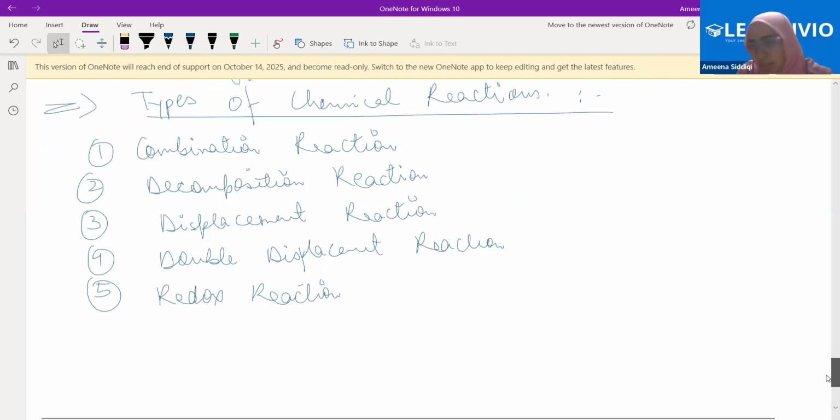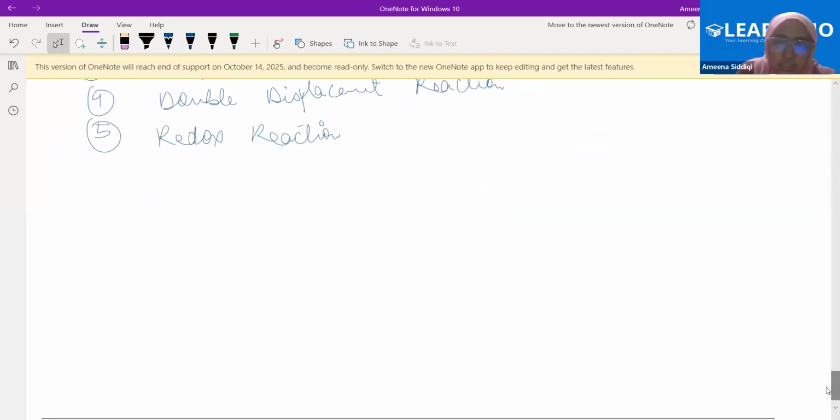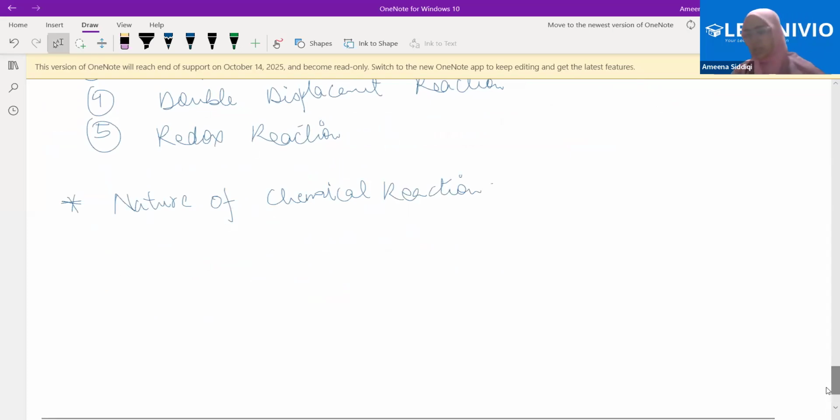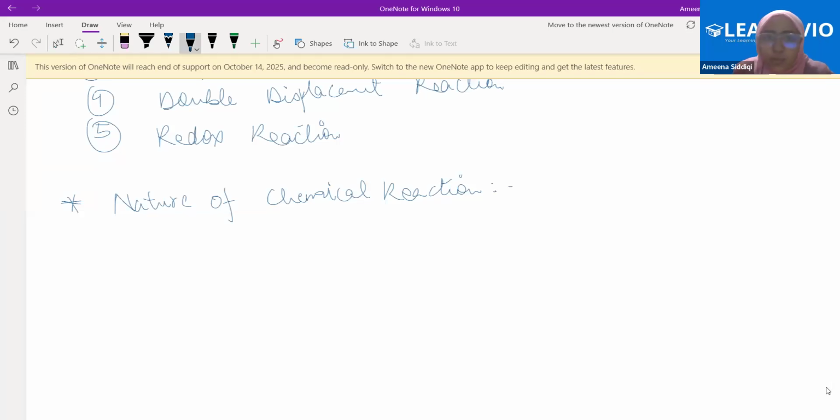Now see, these are the types of chemical reactions. I want to discuss one thing here very quickly, bache: the nature of chemical reaction. See the difference in nature and types of chemical reaction. I'll give you two examples. We have either home cooked food or outside food, packed food. Now this is the nature.